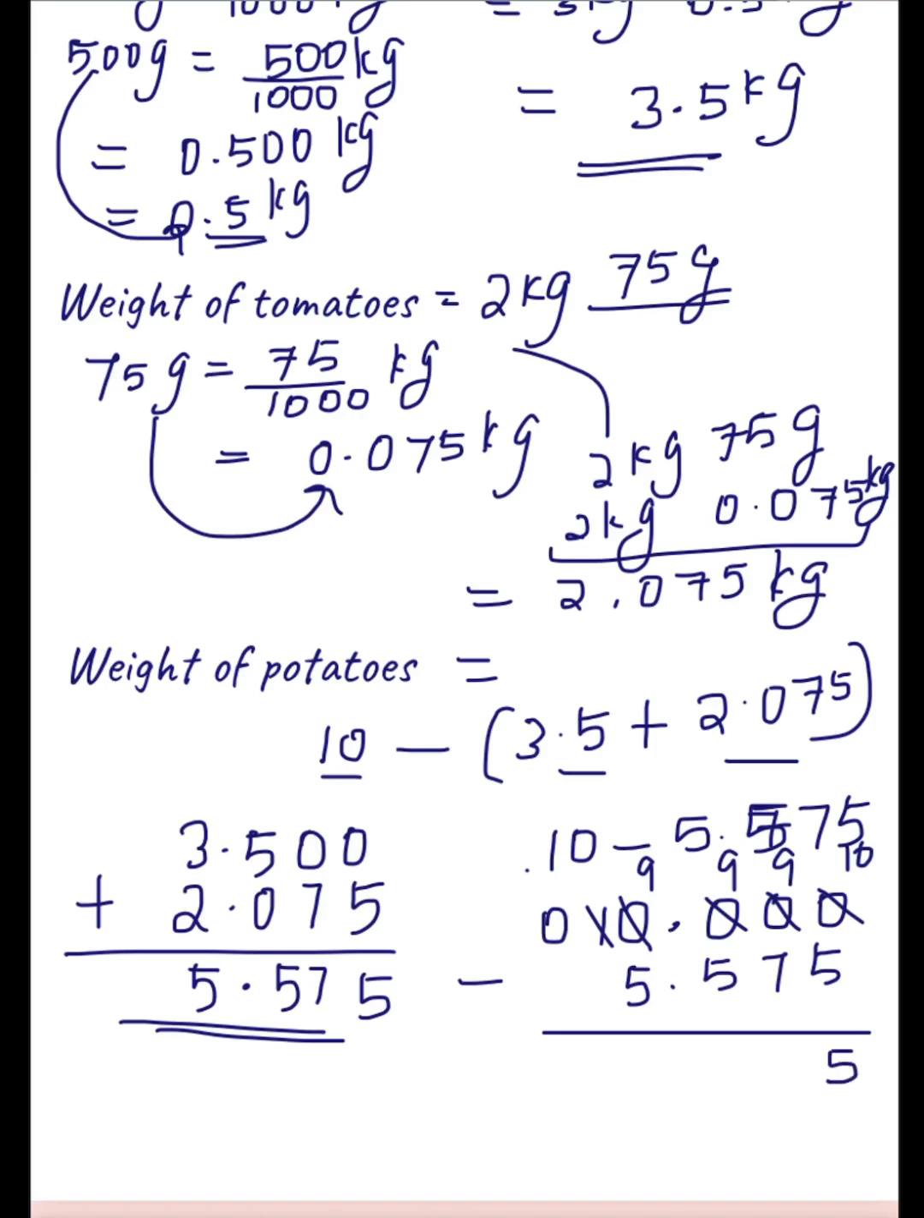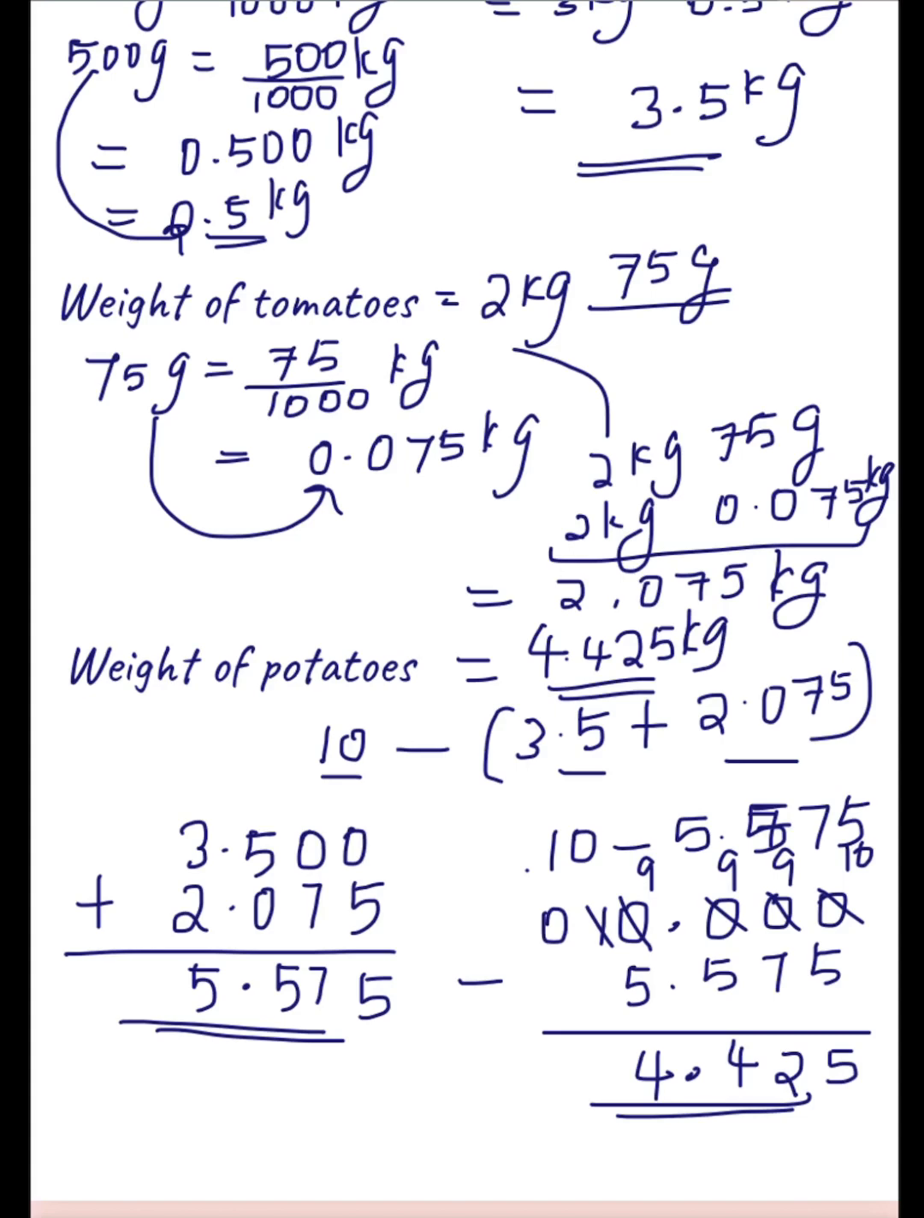Now what is 10 minus 5? 5. What is 9 minus 7? 2. What is 9 minus 5? 4. You have to put the point. 9 minus 5, 4. So what will be the answer? 4.425. And you have to put the unit, that is 4.425 kilogram. That will be our answer.